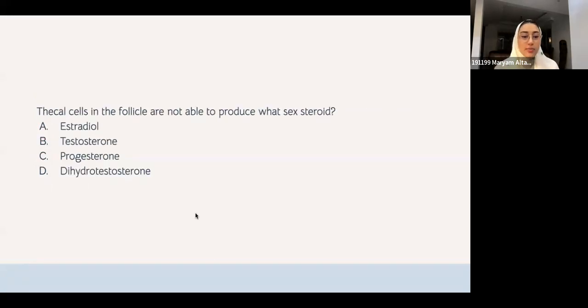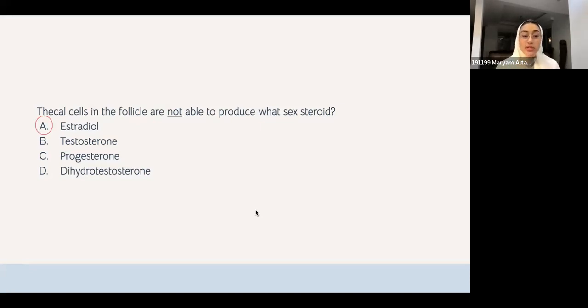Okay. Thecal cells in the follicle are not able to produce what sex steroid? What do you guys think the answer is? A. Okay. Anyone else have any other answers? Okay, you guys are correct. The answer is A.